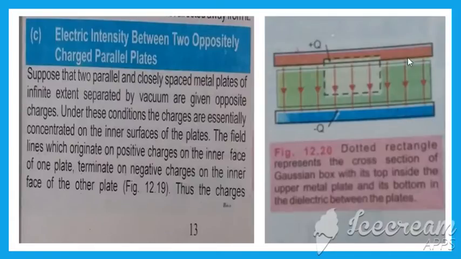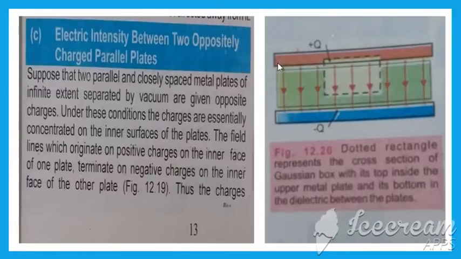So there is a vacuum between these metal plates. Under these conditions, the charges are essentially concentrated on the inner surfaces of the plates. This is the upper plate, which is orange red in color, and it is given plus Q charge. Charge is concentrated on the inner surface of the plate, not on the outer surface. On the bottom plate, which is blue in color, is given minus Q charge, because all the negative charges are concentrated on the inner surface of this plate, not on the outer surface.